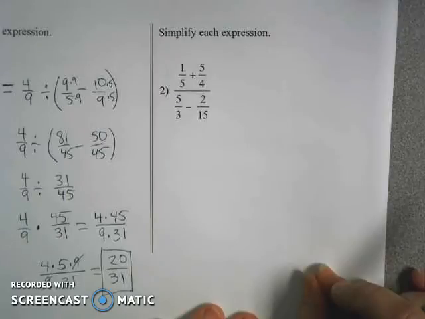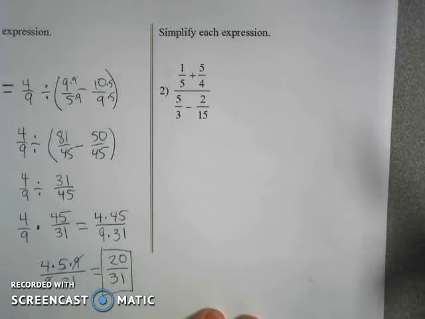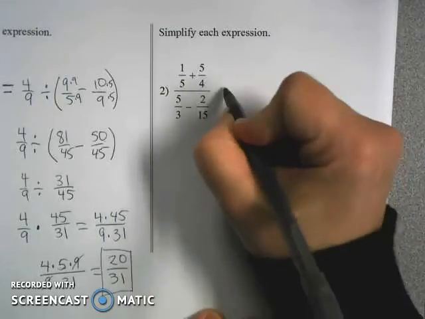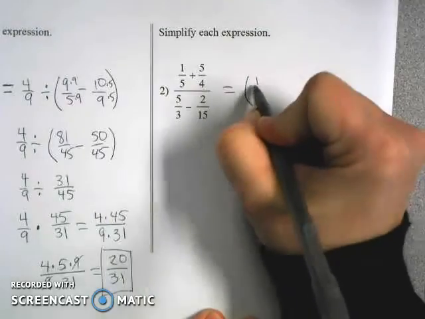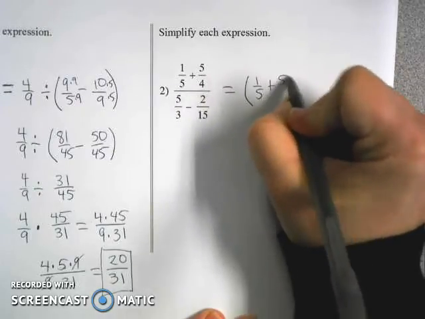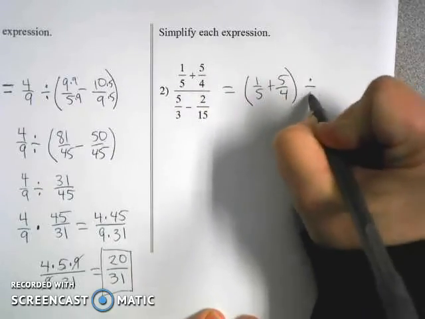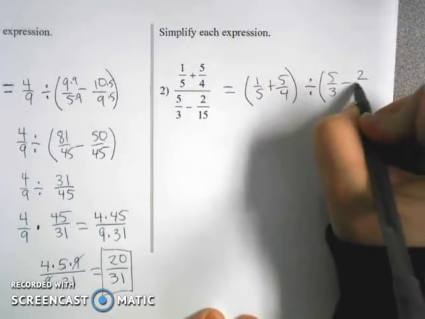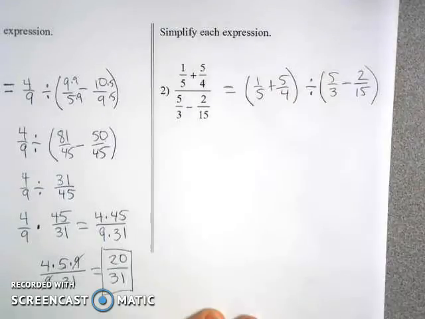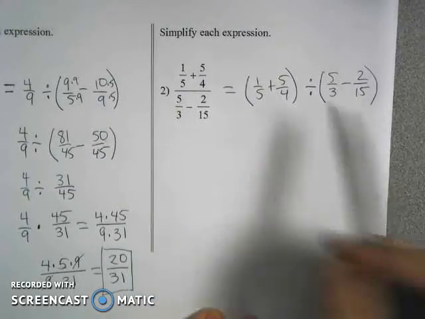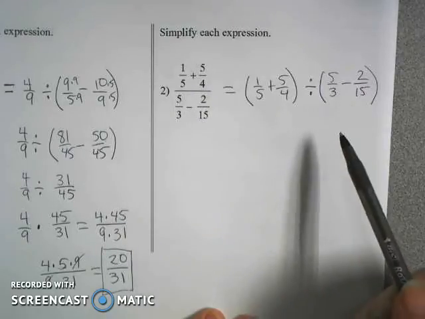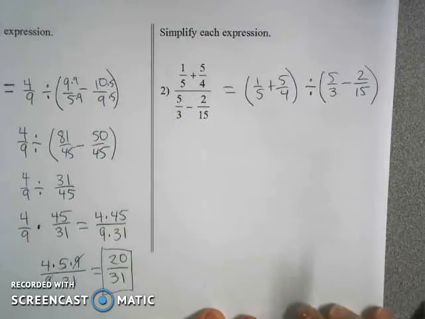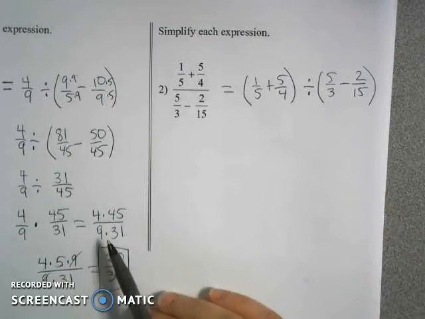So again, looking for the fraction bar that divides the rational expressions. In this case, this is the fraction bar that is our division symbol. So this problem is really the quantity 1/5 plus 5 over 4 divided by the quantity 5/3 minus 2 over 15. And I do put parentheses around these, just to remind myself that this entire numerator is a group by itself, and this entire denominator is a group by itself, so that I have to take care of the arithmetic in those parentheses before I can do anything else.